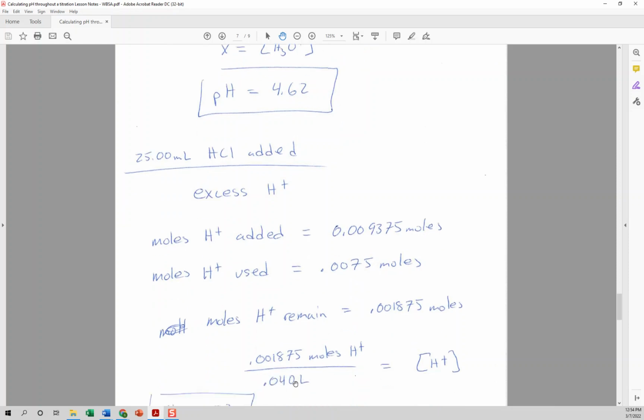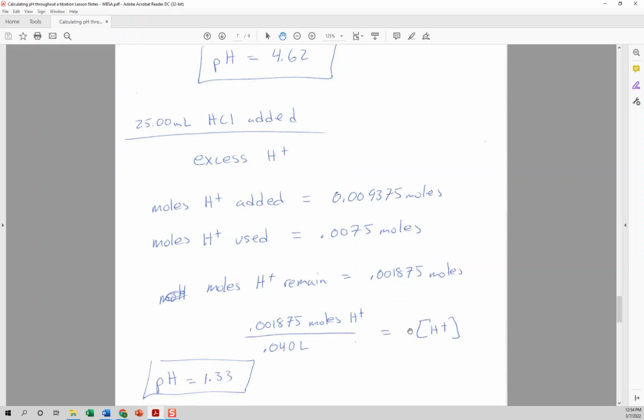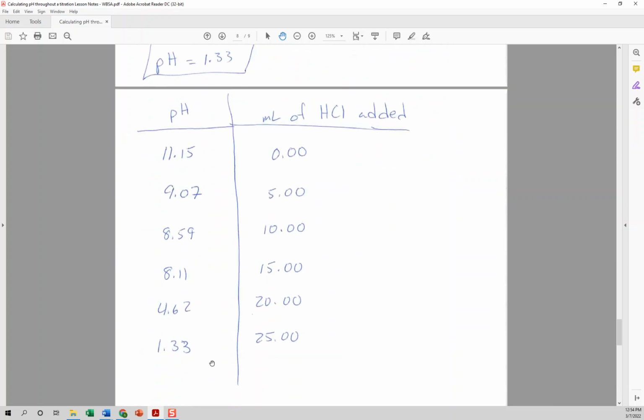Now, the new volume at this point of the titration, remember we started with 15 milliliters of our weak base in solution, and we added 25 milliliters of the acid. So our new volume is 40 milliliters, or 0.04 liters. So we'll take our moles of H plus that are still in the flask, because there was nothing for it to react with. We'll divide by the 0.04 liters. That'll give us our molarity. We'll take the negative log of that, and that'll be our pH, 1.33.